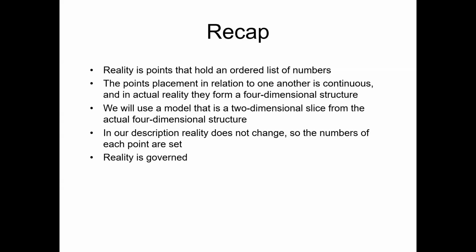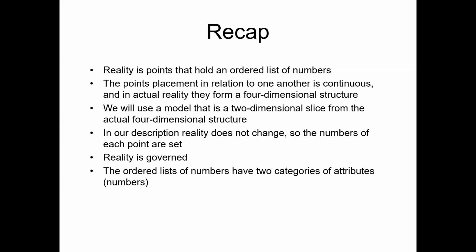We said that reality is governed, and then we continued and divided the ordered list of numbers into two main categories of attributes. The first one is properties, which is equal to saying that a point holds charge. And the second is information about properties of other points, which is equal to saying that the point holds a field.